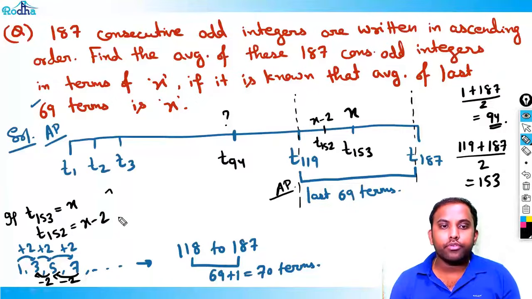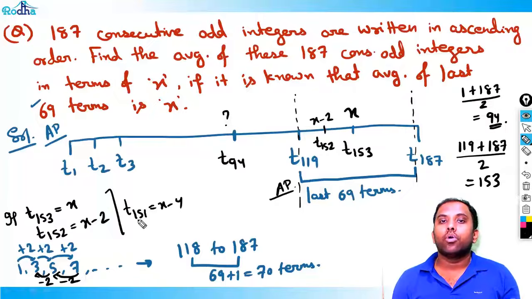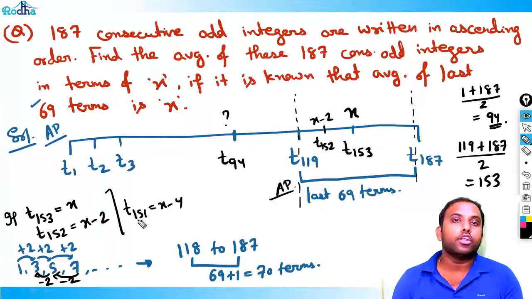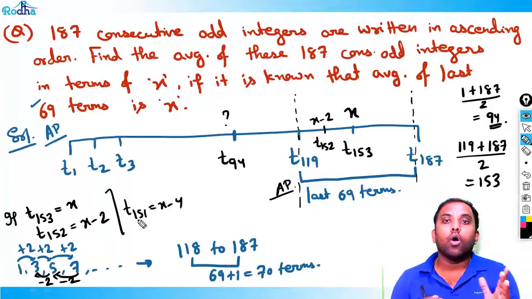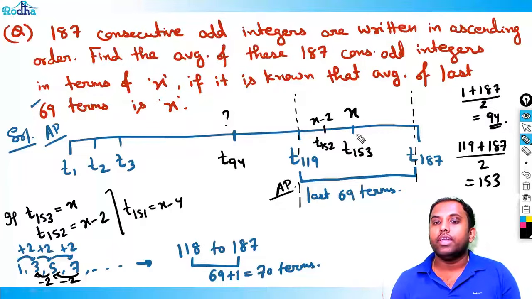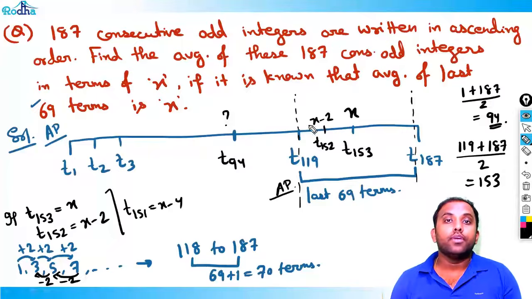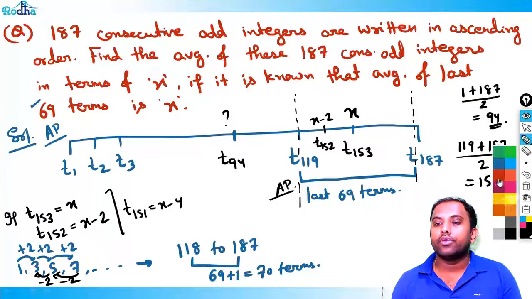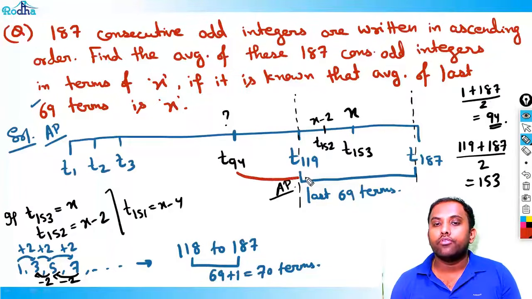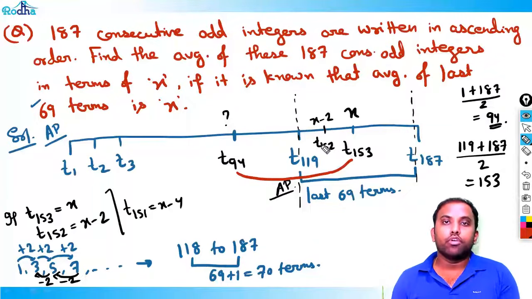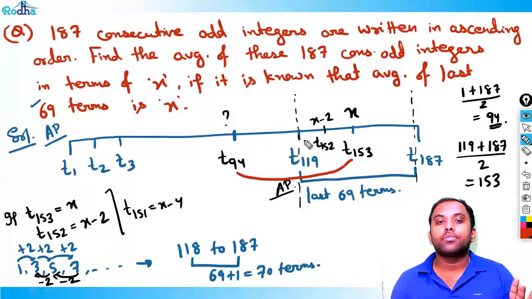Similarly, T151 will be x minus 4. So every gap you decrease is of minus 2 because of odd integers. T153 is x, T152 is x minus 2, T151 is x minus 4. Every term decreases by 2. So from 94 to 153, how many terms are there? The difference is 59, so 59 terms are there.